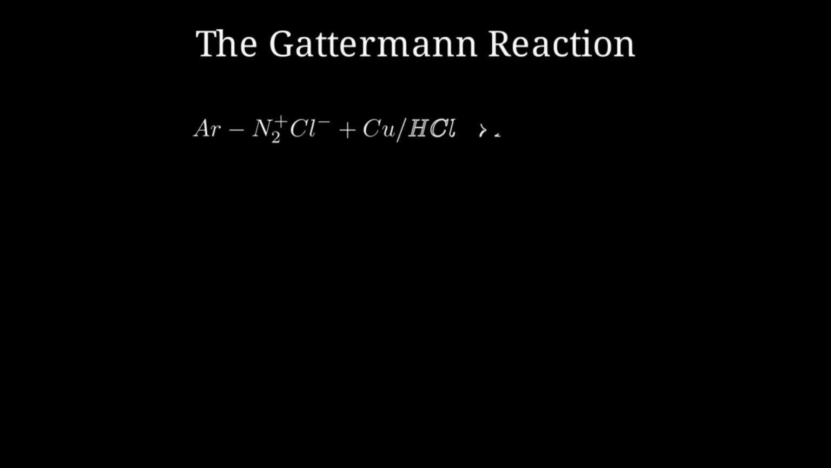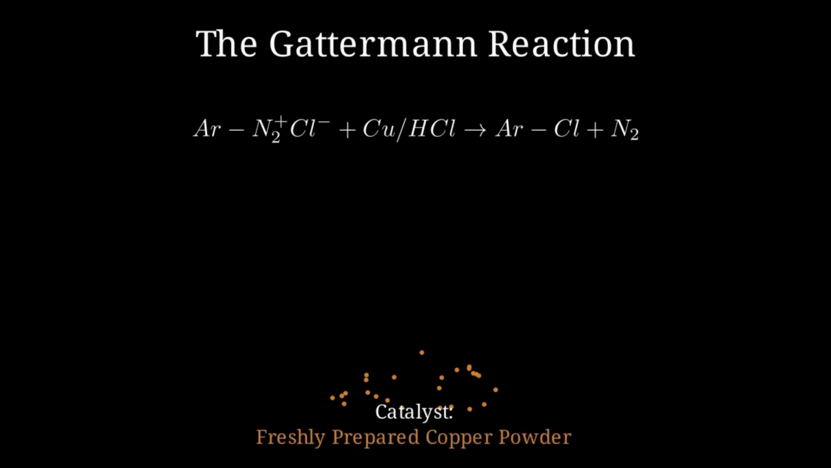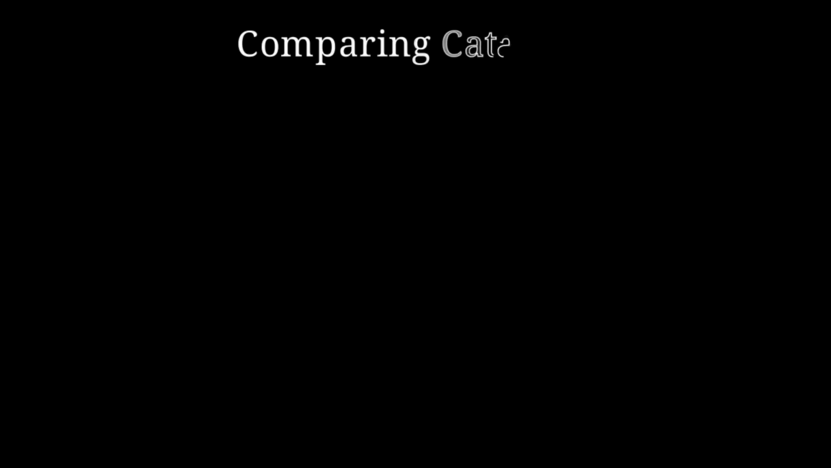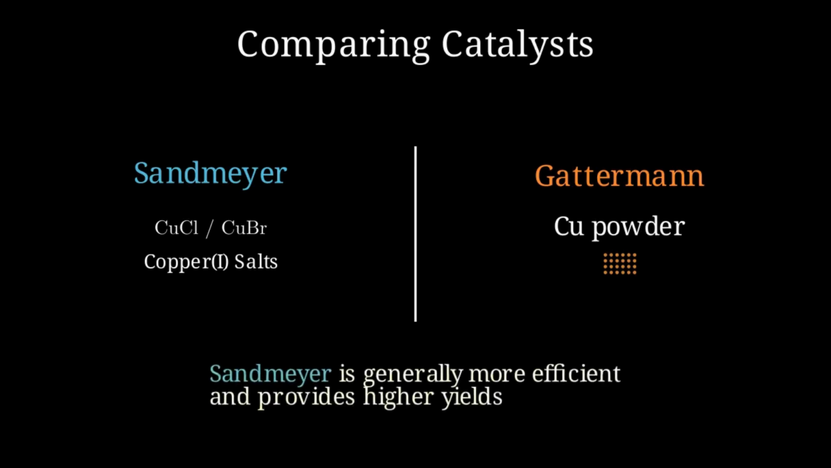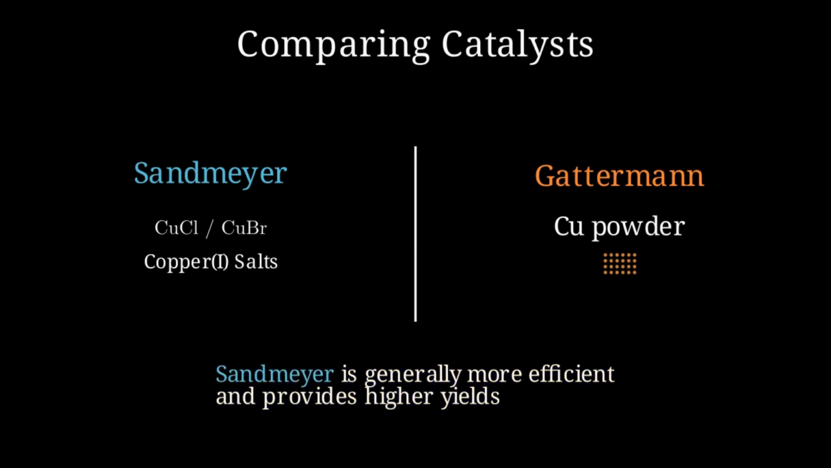The Gattermann reaction is a variation of the Sandmeyer process. Instead of using copper(I) salts, it utilizes finely divided copper powder in the presence of a halogen acid like HCl or HBr to achieve the same result. While both reactions yield the same organic products, the Sandmeyer reaction is typically preferred in industrial settings. It generally offers higher yields and faster reaction rates compared to the Gattermann modification using copper powder.